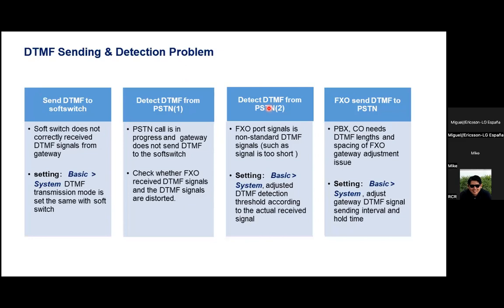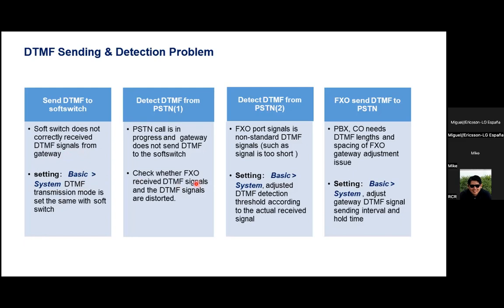Now we have the DTMF sending and detection problems. Here, it sent DTMF to the soft switch, however it does not correctly receive the DTMF signals. Our suggestion is to set the DTMF transmission mode in accordance with your system, on the basic system page. Then on the DTMF, detect DTMF from PSTN.